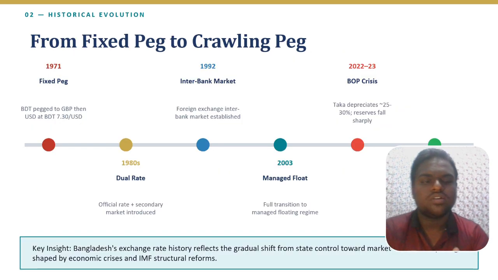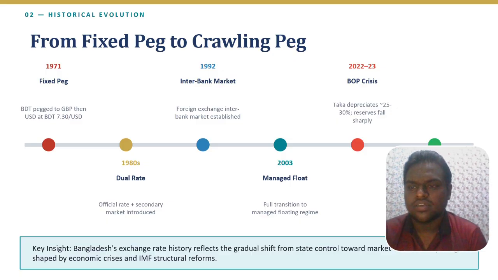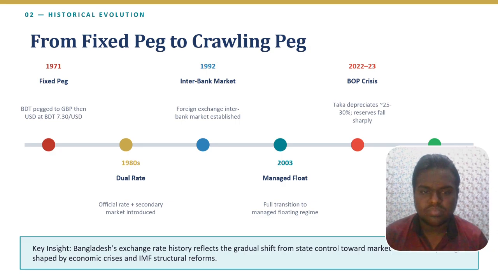And this is the historical evolution of our exchange rate system, starting from 1971 with a fixed peg, when we had about 7.30 taka per dollar. Then the dual rate happened, which means the official rate and the secondary market introduced in the 1980s. And in 1992, the foreign exchange interbank market was established. And then the BOP crisis in 2022 to 2023, the post-pandemic era of COVID-19, when the balance of payments crashed, the taka fell 25 to 30%, and reserves fell sharply.